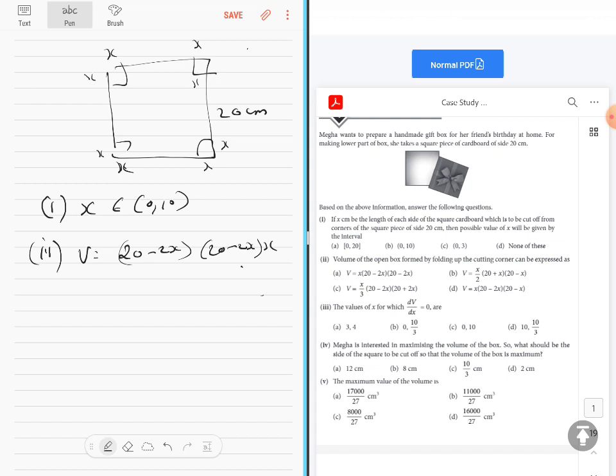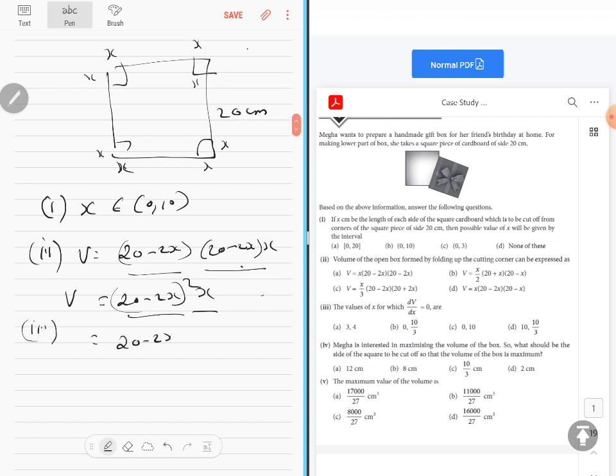Yeah. So next question is the third one, where the values of x for which dV by dx is equal to 0. So let's differentiate this and equate it to 0 and find what is satisfying. So then when you differentiate this, you will get x to be 10 or 10 by 3. So you're going to differentiate this. Let's write it as 20 minus 2x the whole square into x, so that you can do it as u and v. So to answer the third part of the question, I'm going to differentiate this.